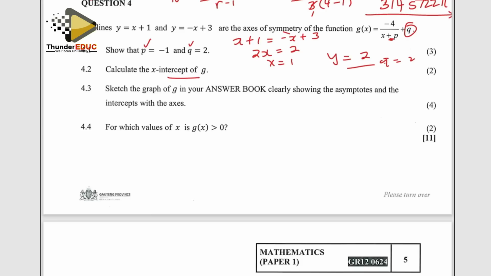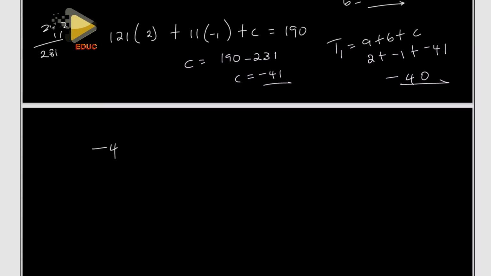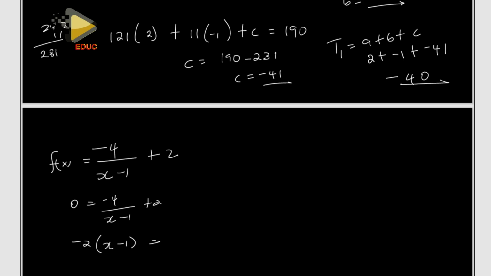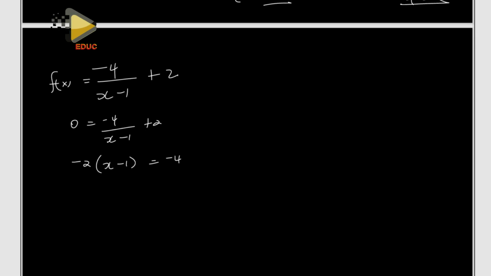Now 4.2, they want us to determine the x-intercept of G. So I'll start by rewriting that equation. It's going to be negative 4 over x minus 1 plus 2. Then for the x-intercept, y must be 0. Negative 4 over x minus 1 plus 2 equals 0. Move it that side, negative 2, x minus 1 is negative 4. Open this up, we have negative 2x plus 2 is negative 4. Move it that side, negative 2x is negative 6, which means x is 3. So the x-intercept is going to be 3 and 0.